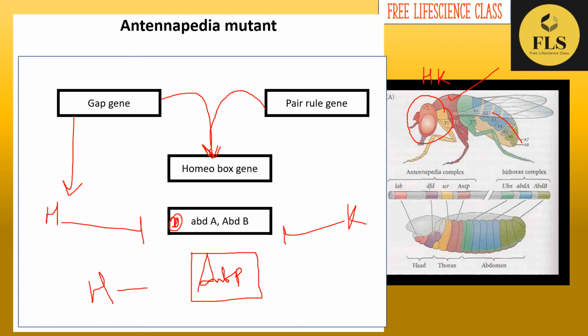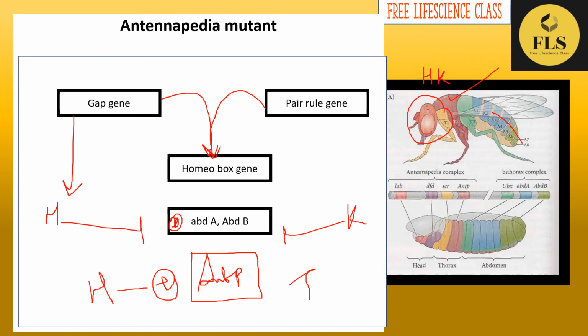This hunchback will activate or regulate antennapedia expression, so that the antenna or eye will not form in the second thoracic segment. But this antennapedia is mainly seen in the second thoracic segment. After that, it will appear in parasegment 5.